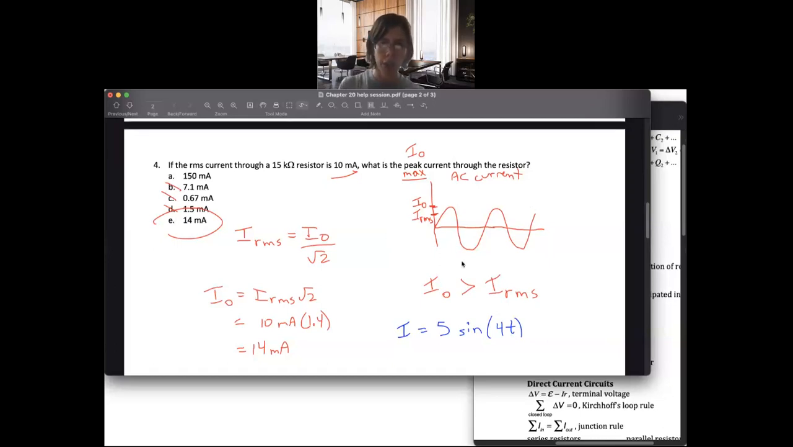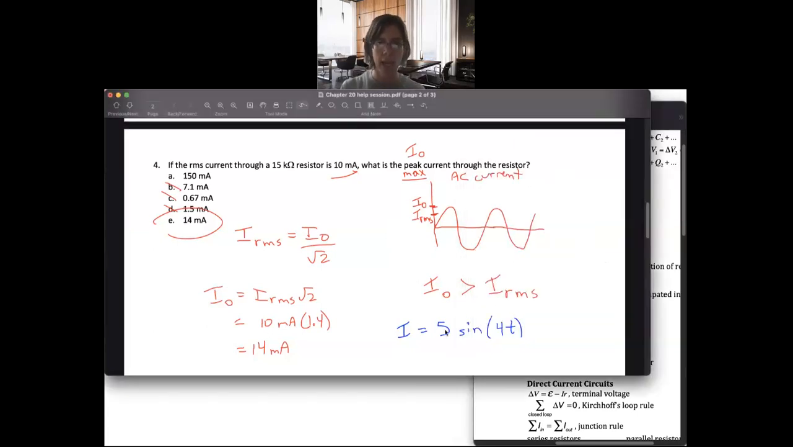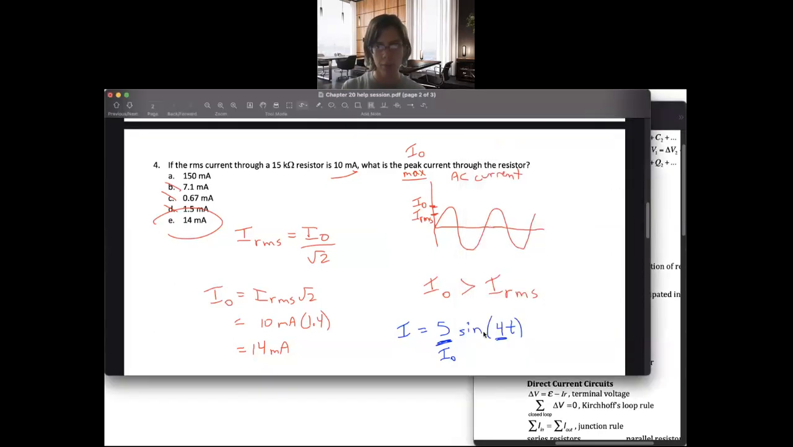So if you are given a function, you understand that, hey, we use a sine function for the current, and the peak current is always what's in front of the sine function. So you can look at this equation and say, hey, this 5 that I'm given must be the peak current. And then this 4 that I'm given must be omega. Does anybody know what omega stands for?